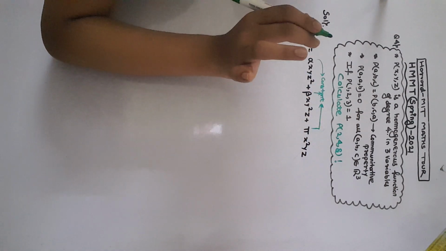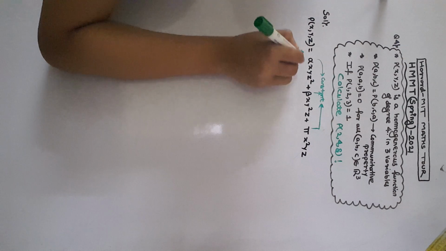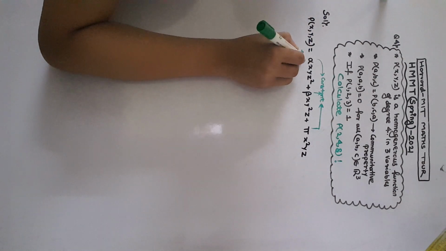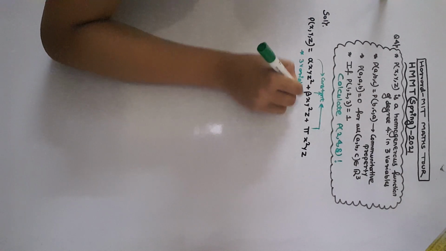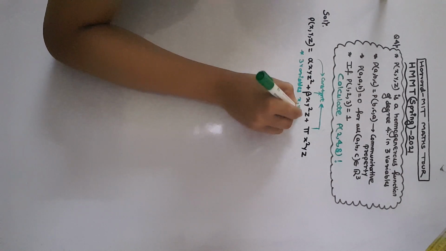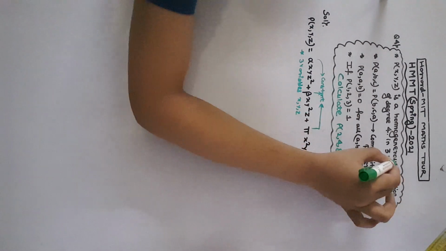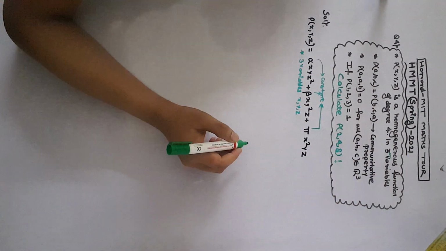Now first things first, this function P(x, y, z) has three variables, which are x, y and z. So this property is satisfied.